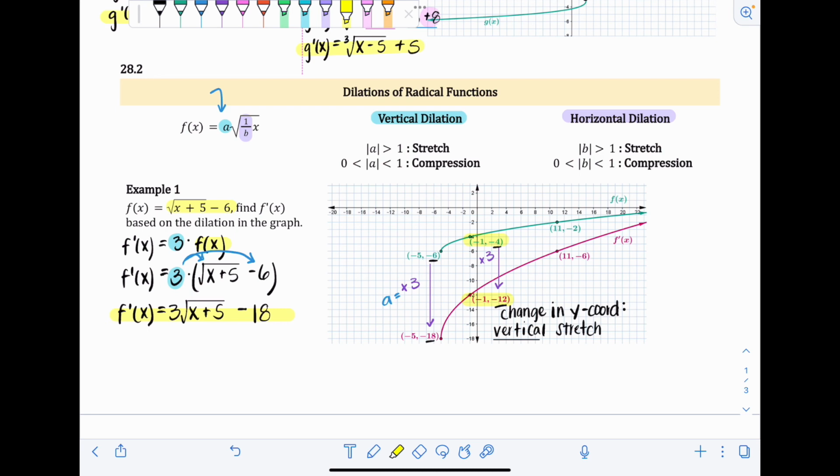Okay, so the biggest thing from this example, you have to look at what coordinate of the point is changing, the x or the y. If the y coordinate is changing, it's a vertical dilation. And what it's changing by, what you're having to multiply by, that's a.